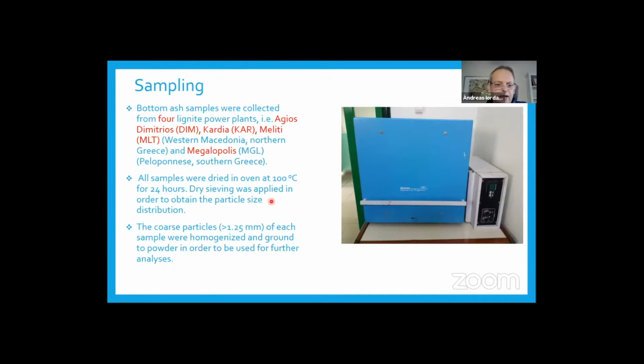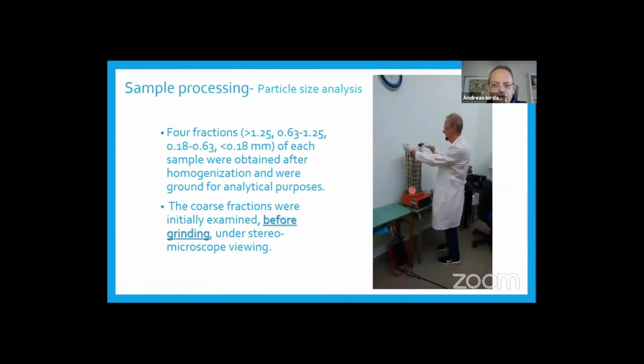We dried these samples, and then we did dry sieving in order to obtain particle size distribution. In this work, I will focus only on the coarse particles, and when we say coarse particles, we mean particles with a size larger than 1.25 millimeters. In this slide, you can see how we did dry sieving. We collected more fractions, as you can see from these sieves, and these are the 4 fractions that we finally took. But in this work, I'm referring only to the coarse fractions, that is, the fractions with a size over 1.25 millimeters.